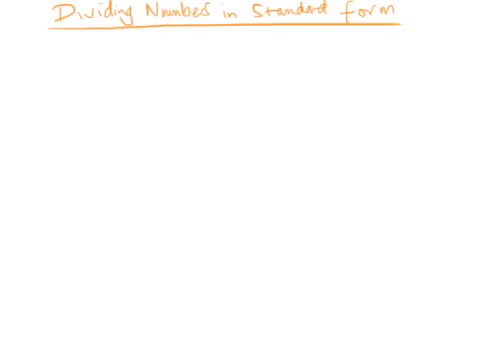Okay, we've just done multiplying numbers in standard form, and now we're going to do dividing numbers in standard form. And it's a very similar process to multiplying numbers in standard form. Let's do an example. So let's look at 6 times 10 to the 3, and we're going to divide that by 2 times 10 to the 2.